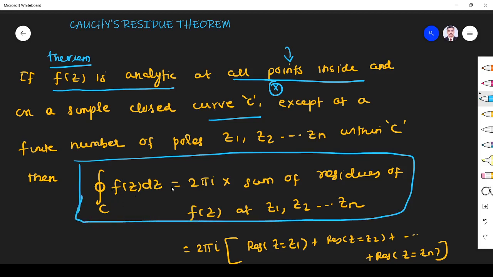So the closed integral over C of f of z dz is equal to 2 pi i into the sum of residues of f of z at z1, z2, zn, right? The answer we get for this integration is the same as what we got by using Cauchy's integral formula. For any problem, if you apply Cauchy's residue theorem and the integral formula, both will give the same answer.